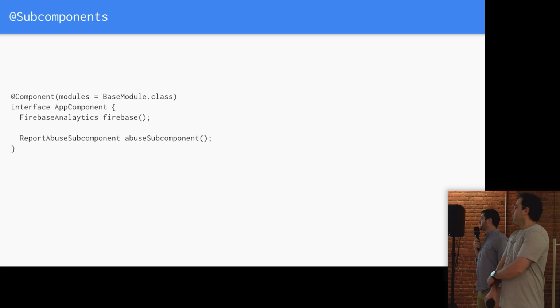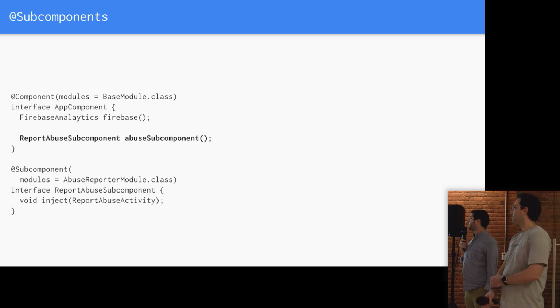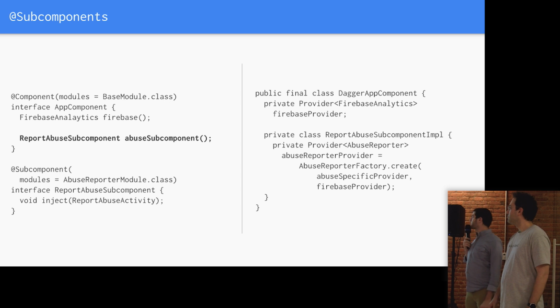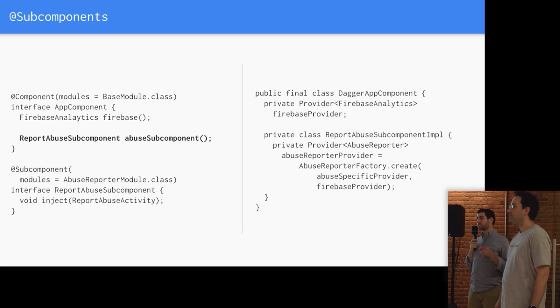So here's another approach. We have the same app component, but the report abuse component is now a subcomponent of that. And if we look at the generated code, here's the major difference: the subcomponent is an inner class of the parent component. What this allows is for us to reference this Firebase component from the inner class, and any provider that was in the parent is now also installed effectively in the child. It gives us a lot more flexibility.